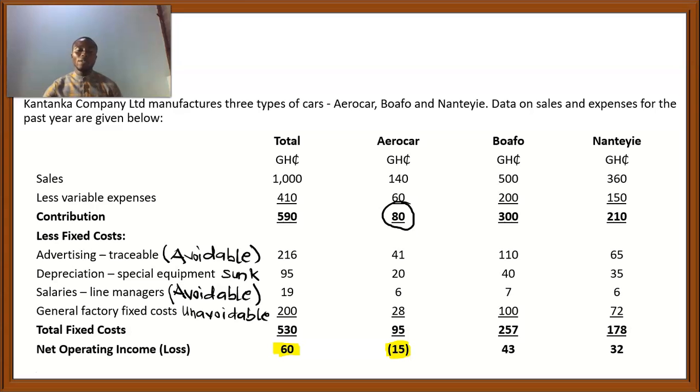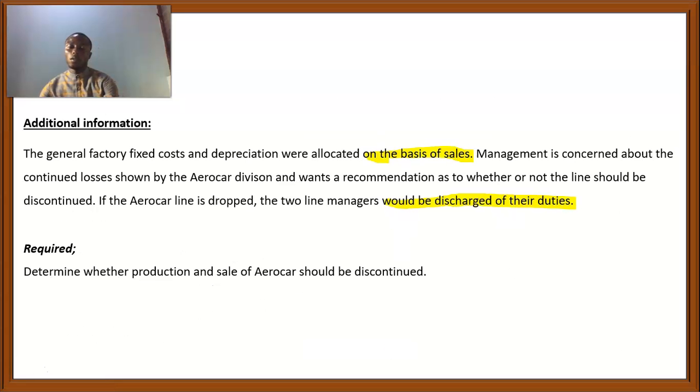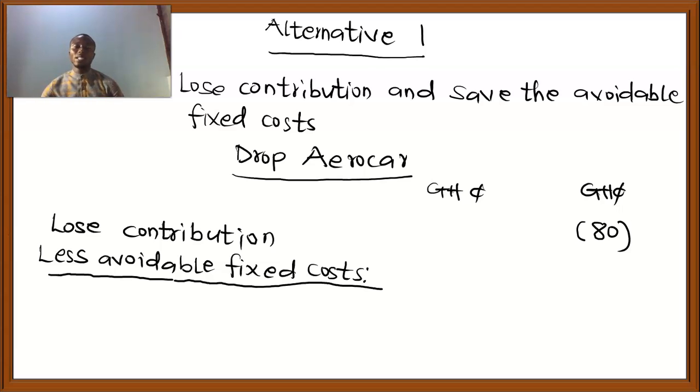So from our question, we have identified that there are only 2 avoidable fixed costs. That is advertising and salaries of line managers. In respect of Erica, we have an avoidable cost for advertising of 41, and then also for salaries, we have an avoidable cost of 6. So in using this approach, we are going to save those avoidable fixed costs. So first of all, we have advertising.